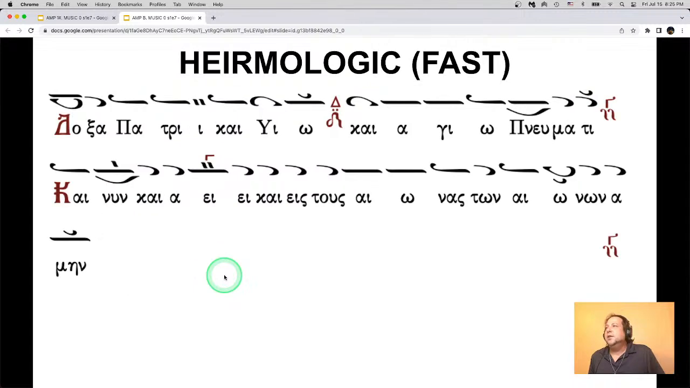And then we have etymologic, the fast version. Almost sounds like plagal fourth on Iga, which we'll get to in a second.